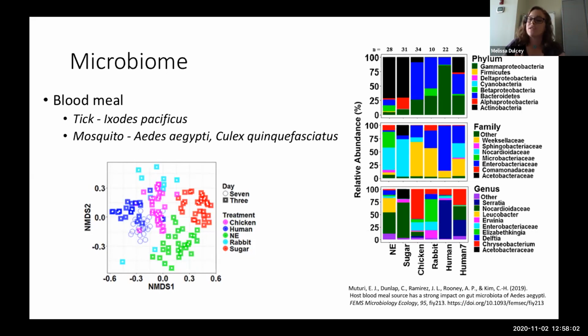And then if you look over to the right, you can see the proportions of the different bacteria that were seen in these treatment groups. The bottom one is the genus level. And you can see the variation that occurs between these, showing that this is very much true in mosquitoes as well. And all of these are really great studies showing this factor. We haven't necessarily been able to associate these changes with how they affect pathogen transmission.